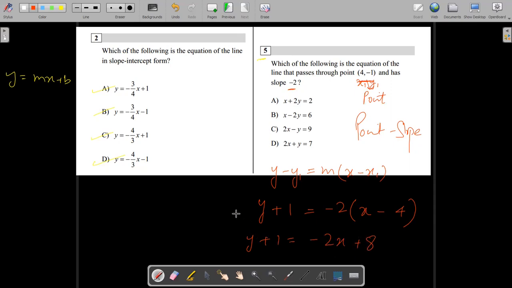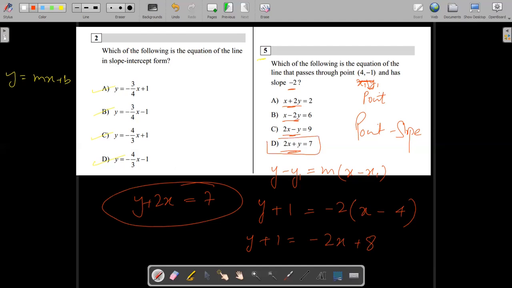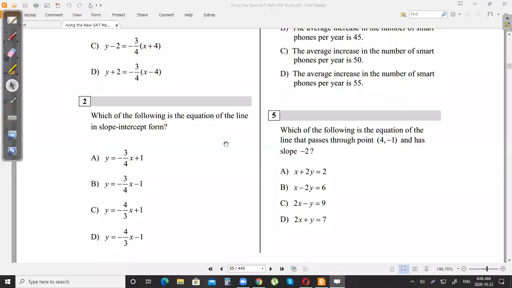We have to keep x and y together because all the answers have x and y on one side. So we can write y plus 2x, because we can add 2x to both sides, equals 8 minus 1, that is 7. So which option? D. Right, it is D. y plus 2x equals 7 means 2x plus y equals 7. It's one and the same thing. So this was question number 5.